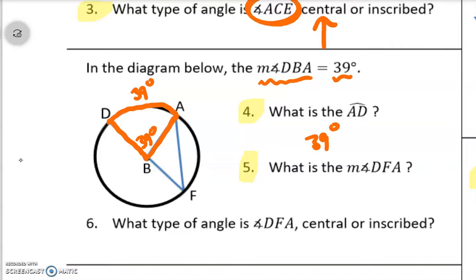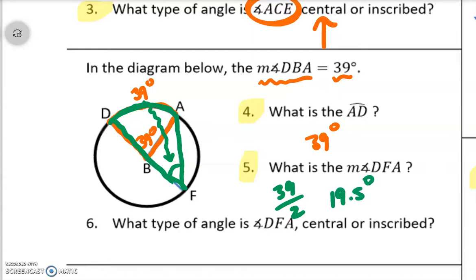Next question, what is the measurement of angle DFA? So DFA is this angle down here, right? So that angle down there, angle DFA, look at that. It is intercepting the same exact arc. We know that's 39 degrees. So we know that this inscribed angle is half of the measurement. It is not the same. It's not a central angle, right? So we need to take 39 and divide it by 2, which gives us 19.5 degrees. That's what that angle will be.